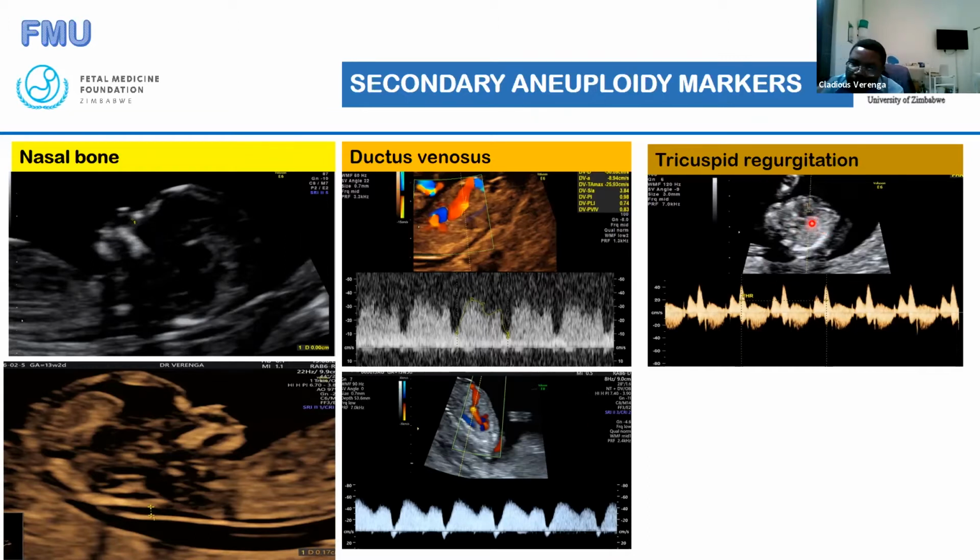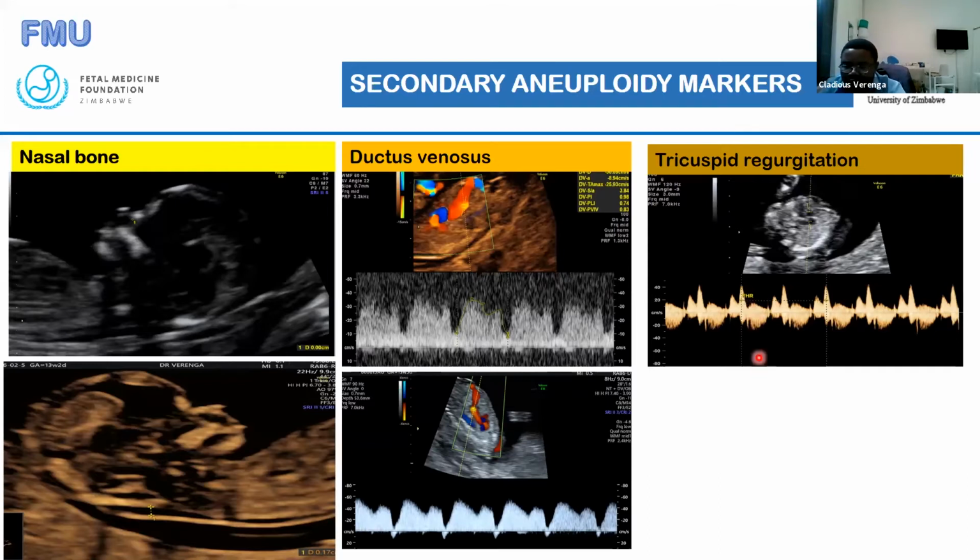When you put the pulse wave gate, you should make sure that a third of the pulse wave gate is in the atrium, while two-thirds is in the ventricle. Then we assemble and we get a tracing like the one we see there. So in this case, we'll be saying this is a normal tricuspid pulse wave Doppler because we do not see a negative waveform which represents regurgitation.